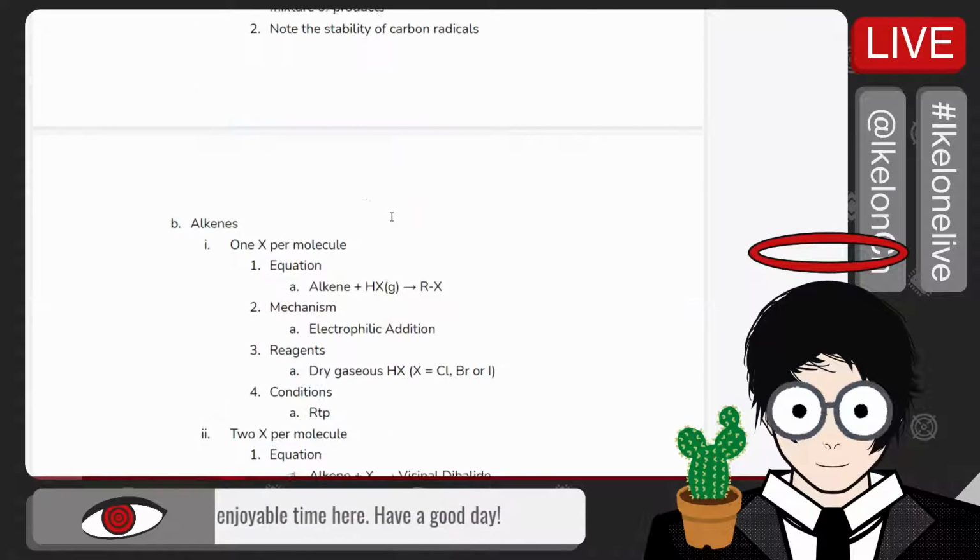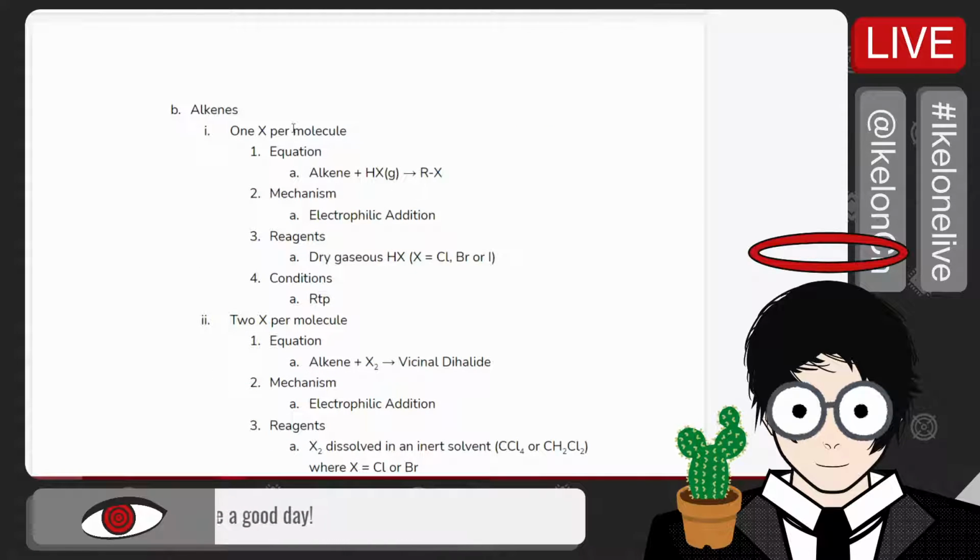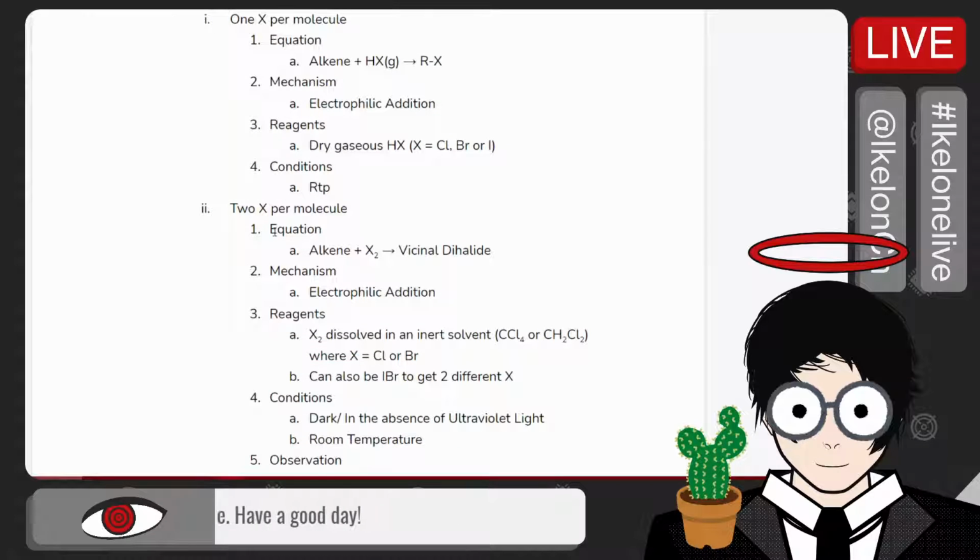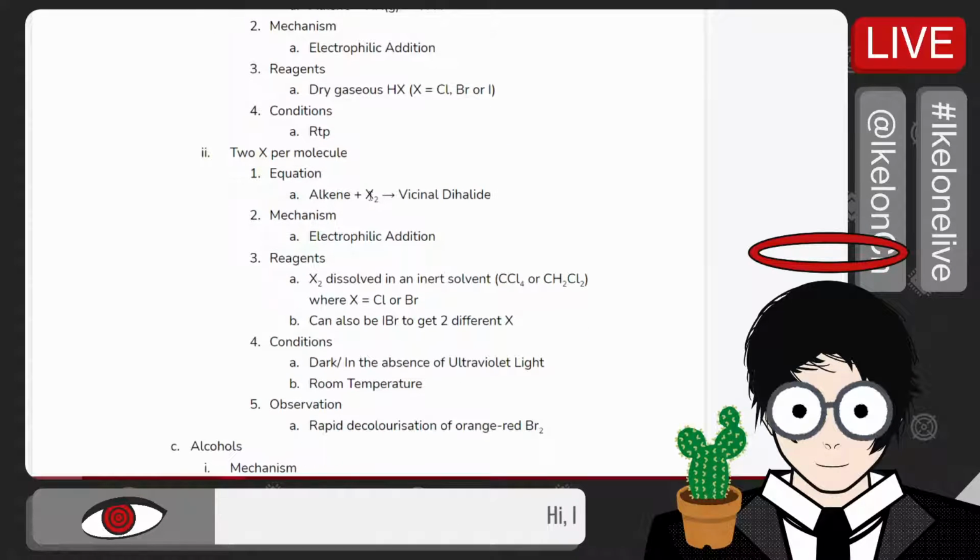So that's that. For alkenes, if you only want to add 1 X per molecule to the alkene, then this is the equation. The reagent is dry gaseous hydrogen halide gas. Condition is just room temperature. If you want to add 2 X per molecule, then it would be an X2 gas, which can be dissolved in an inert solvent, to add 2 X to your alkene to form your halogen derivative. You can also use a compound like Cl2, Br2, but you can also add IBr.